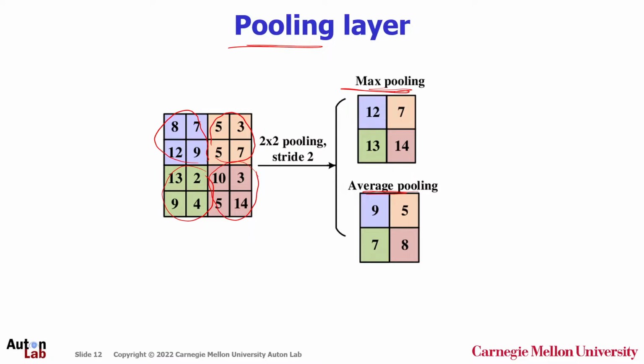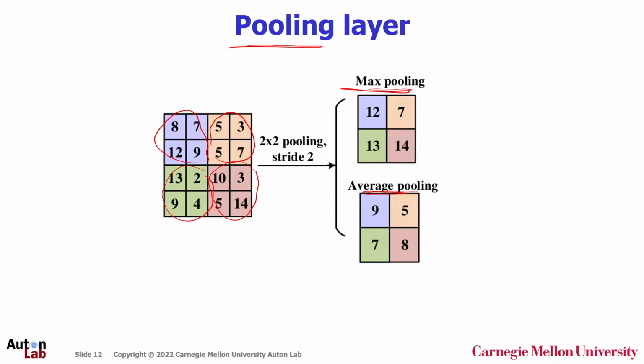When we are done with selecting all the submatrices, then the max pooling calculates the maximum of each submatrix and creates a new matrix of these numbers. So for example, the maximum of the blue submatrix is 12, and therefore this element of the new matrix will be 12 as well.